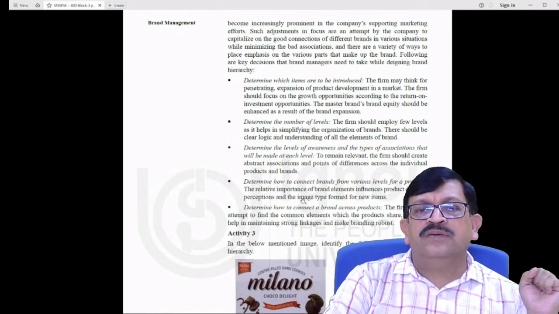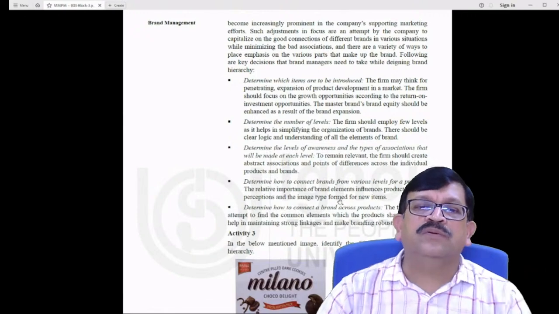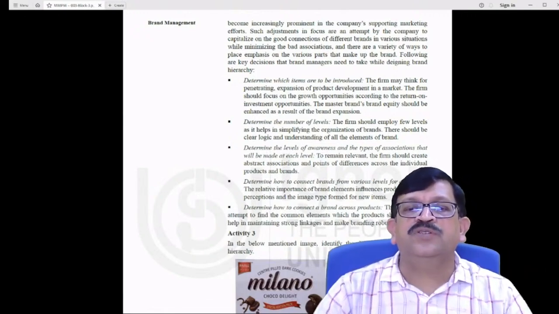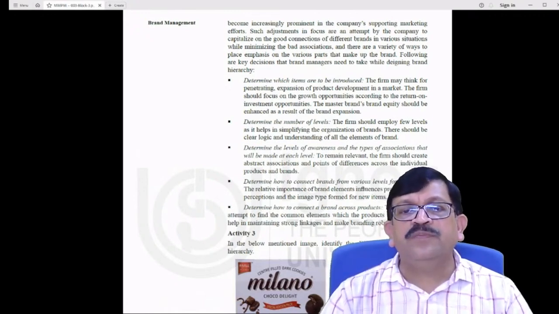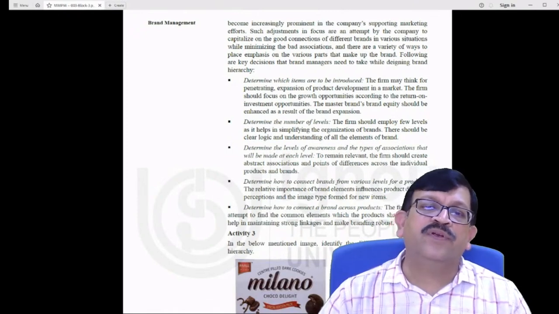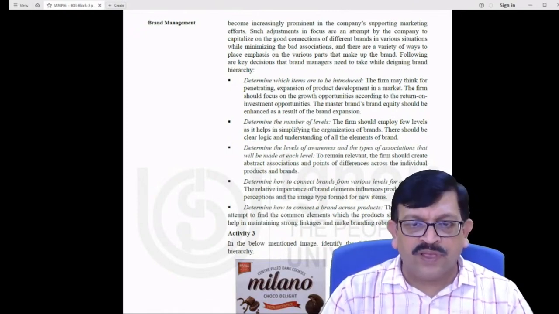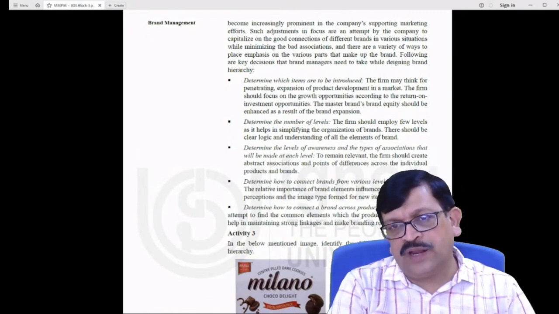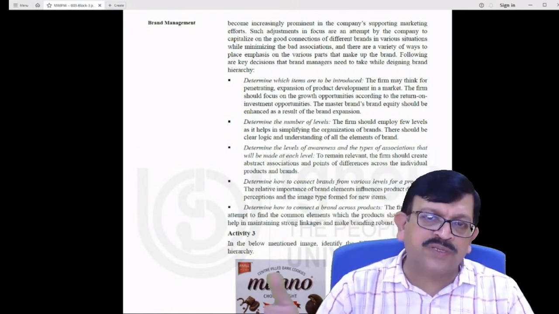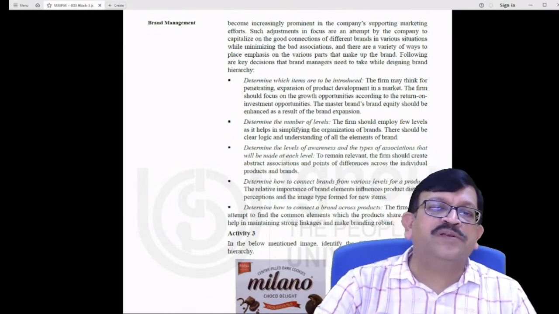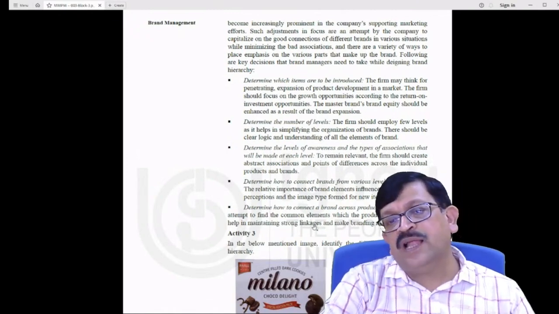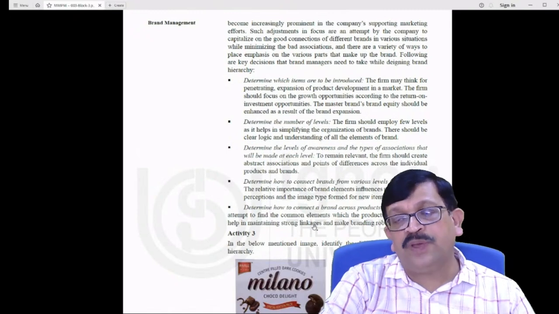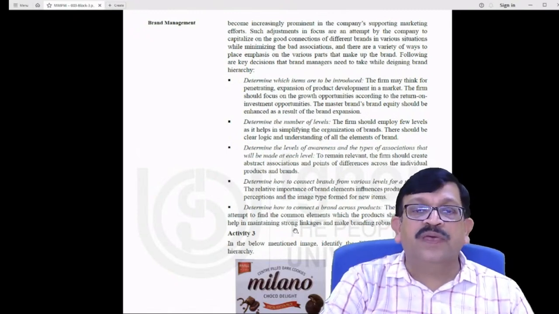Then you have to connect the brands with different levels for a product. The relative importance of brand elements, when you look into the brand elements which are used to define a brand identity, becomes very important to create the different levels of connectedness. Like when we talk about Tede Mede, and some extensions. Those become very critical for you to connect the brands from various levels of a brand. And brand elements play an important role in creating this level of connection.